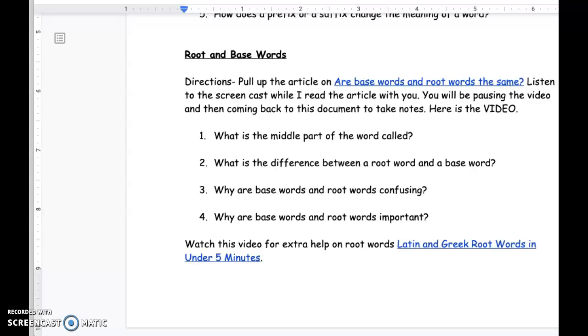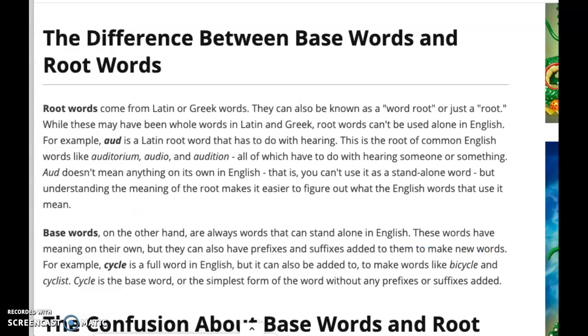Number 2 asks us, what is the difference between a root word and a base word? Go to your article and let's keep reading. The difference between base words and root words. Root words come from Latin or Greek words. They can also be known as a word root or just a root. While these may have been whole words in Latin and Greek, root words can't be used alone in English.